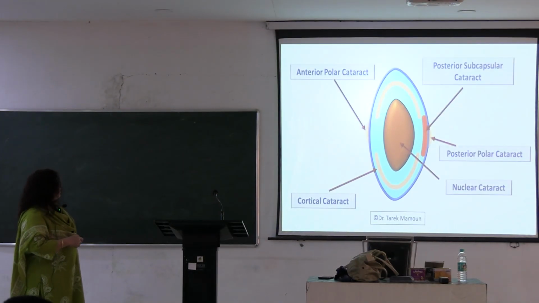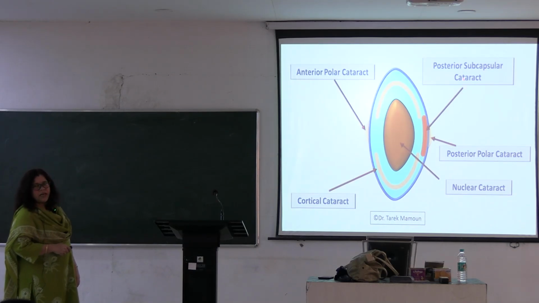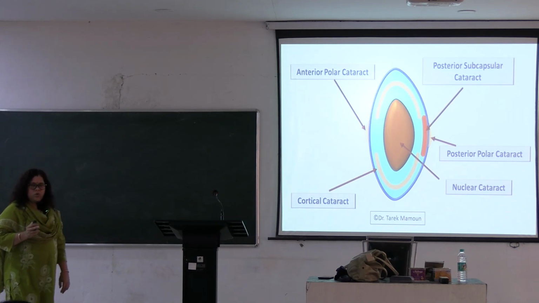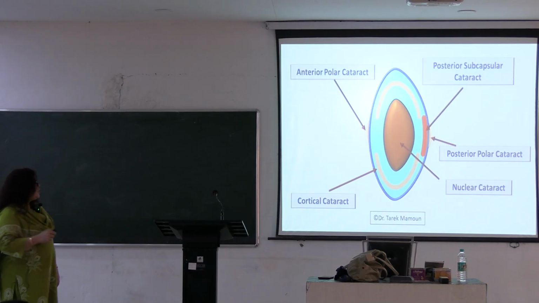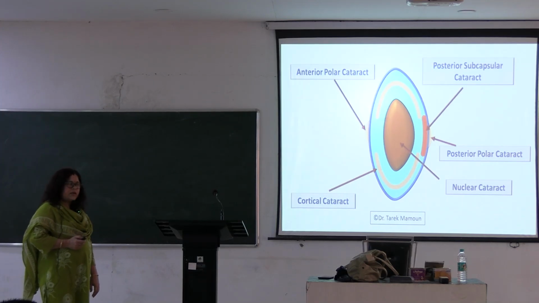So this is the diagrammatic representation. This brown color is which cataract? Nuclear cataract. When only the nucleus is opaque, it is called nuclear cataract. And polar cataract is of two types, anterior polar cataract and posterior polar cataract. This one is the anterior polar cataract and this one is the posterior polar cataract. Then cortical cataract, this light blue color part is the cortex. When the cortex becomes opaque, it is called cortical cataract.